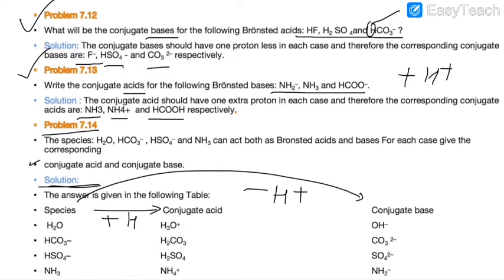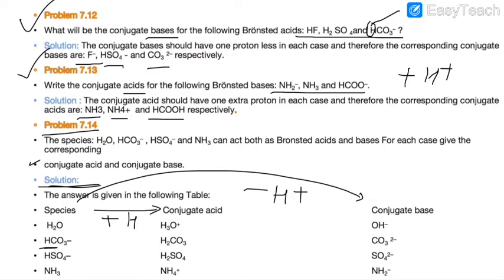HCO3 minus, when we add H plus to it, will convert into H2CO3. When we remove one H plus, it will convert into CO3 2 minus. One more negative charge it will carry when we remove one positive charge, one H plus, from it.